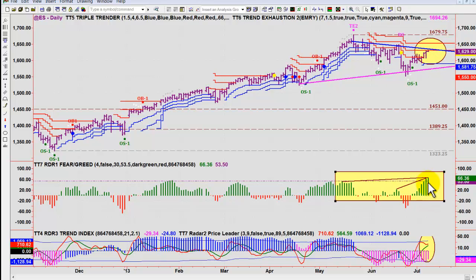Of course, this oscillator, the Radar 1 Fear Greed, has to roll over in order to complete that divergence. So it's not complete yet. However, we are up against this automatic trend line, this down trend line. So there is resistance at this level, and we could potentially see the S&P lead the markets down.